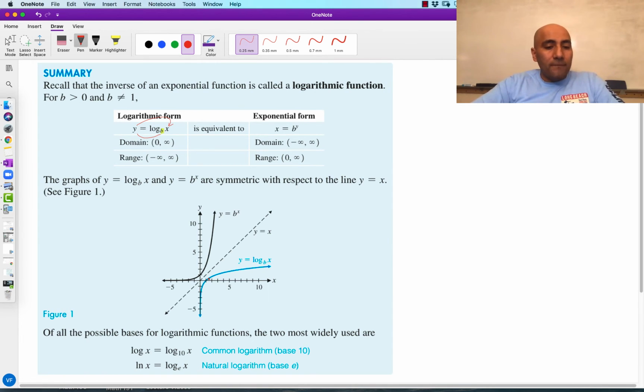Okay, so of all the values of b that we could use, the two most popular ones are 10 and e, for two reasons. Of course, 10 is very popular because we have a base 10 number system, so things work out really nicely with 10 very often. So it's a very common base to use. And as we just saw, e is very important as well, so it becomes a very popular base to use too.